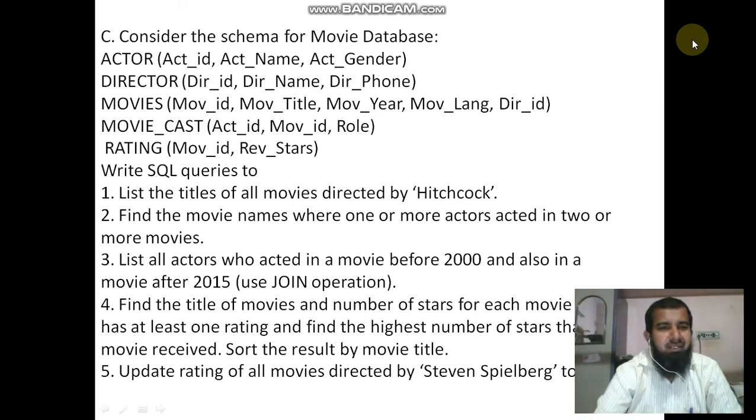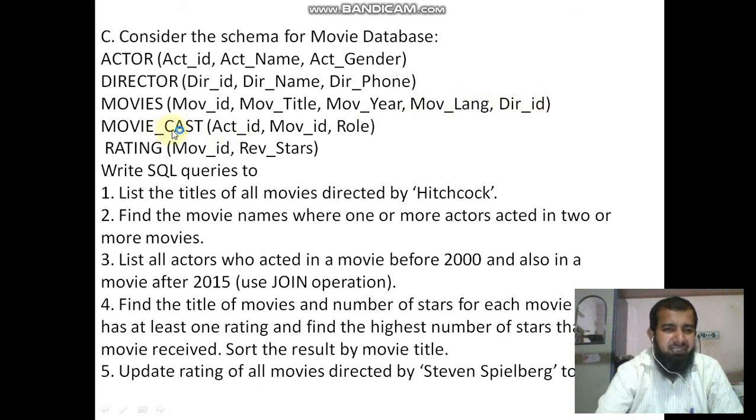Hello friends, third lab program: consider the schema for the movie database. The actor table contains actor ID, actor name, actor gender. Then the director table contains director ID, director name, director phone. Then the movies table contains movie ID, movie title, movie year, movie language, director ID.